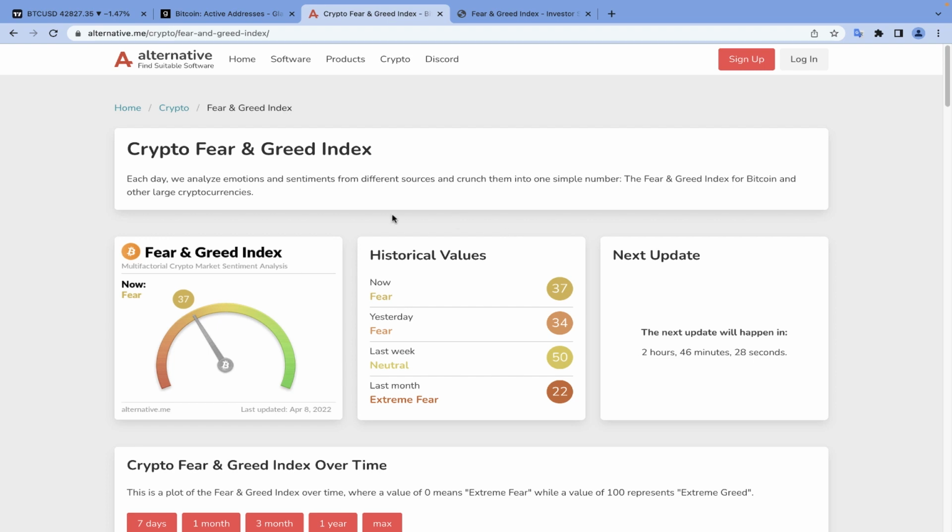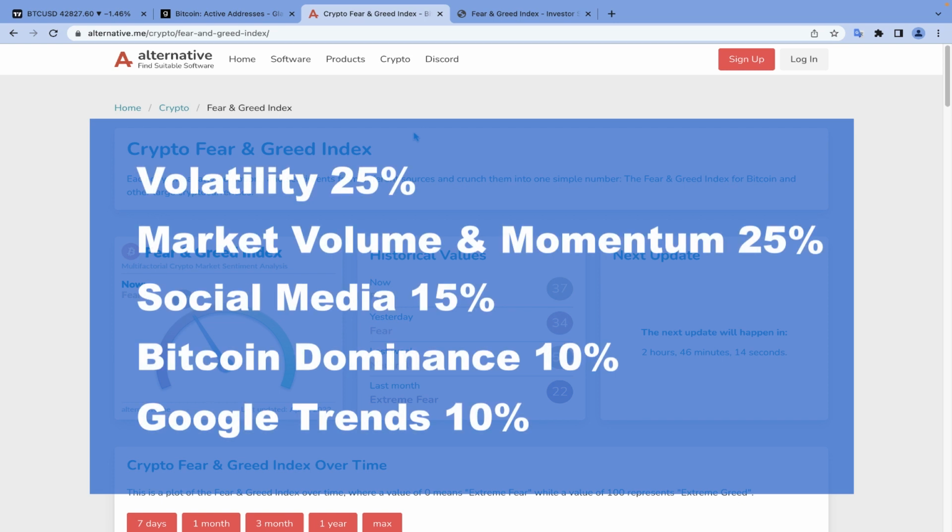The Crypto Fear and Greed Index is built based on 5 different factors, and since altcoin prices are correlated to the Bitcoin price, this index bases its scores exclusively on market data related to Bitcoin. The types of data used in the calculation of the Crypto Fear and Greed Index are volatility, market volume and momentum, social media, Bitcoin dominance, and Google Trends.